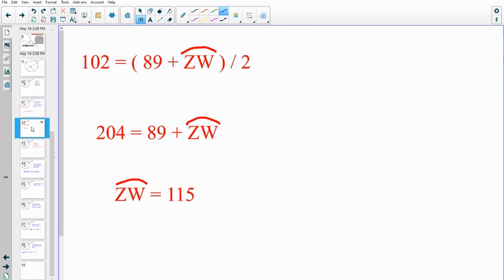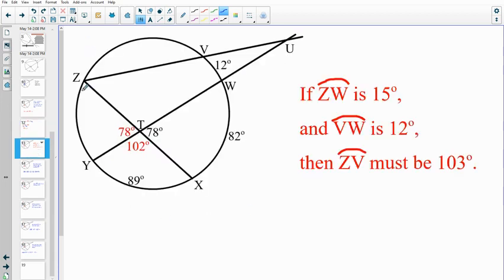A little bit of algebra. I'll multiply both sides by 2, because multiplying by 2 and dividing by 2 will cancel out. And then I will subtract 89 from both sides, because 89 minus 89 will go away. And I'm left with arc ZW is 115.